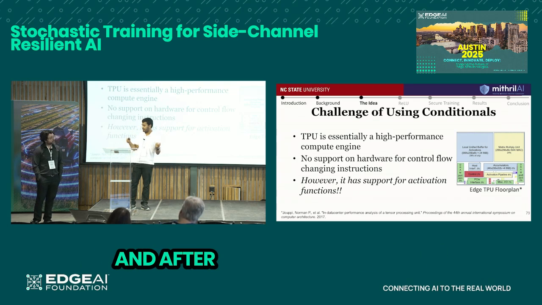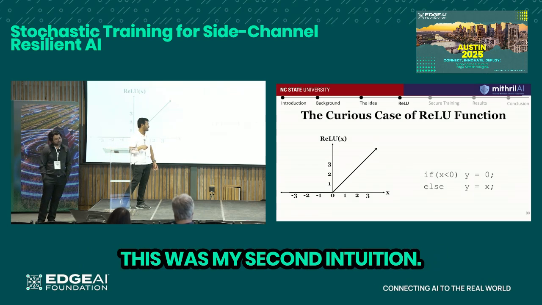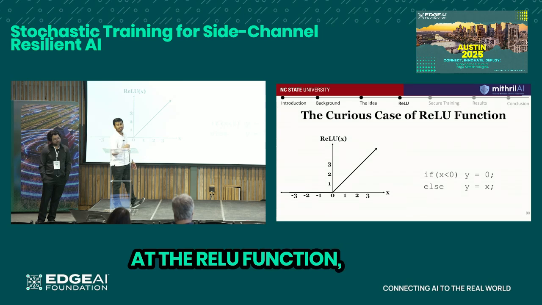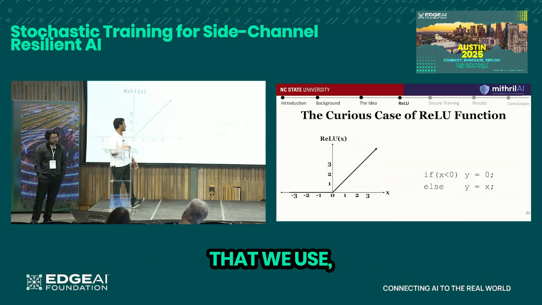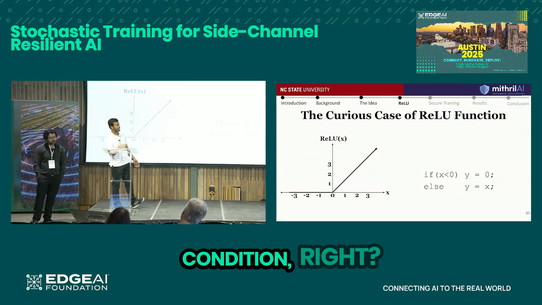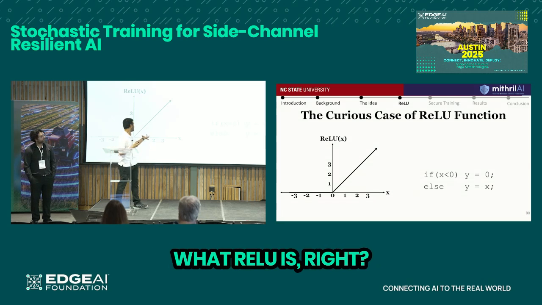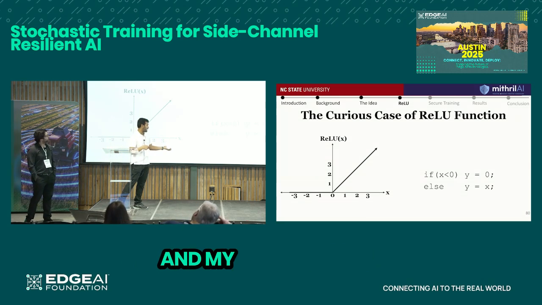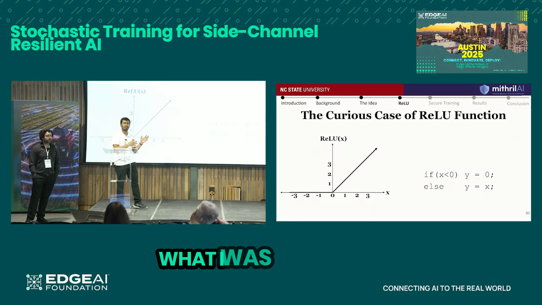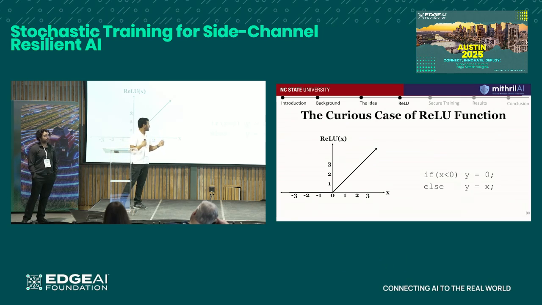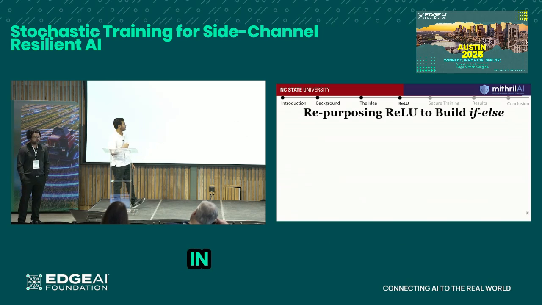And after scratching my head for many months, this was my second intuition. If you look at the ReLU function, which is our favorite friend, the most popular activation function that we use, ReLU is essentially an if condition, right? I mean, this is essentially what ReLU is. And my intuition was, can we really use this if condition to implement what I was proposing in the previous slide? Well, as it turns out, we can, and we'll do this in the next slide.